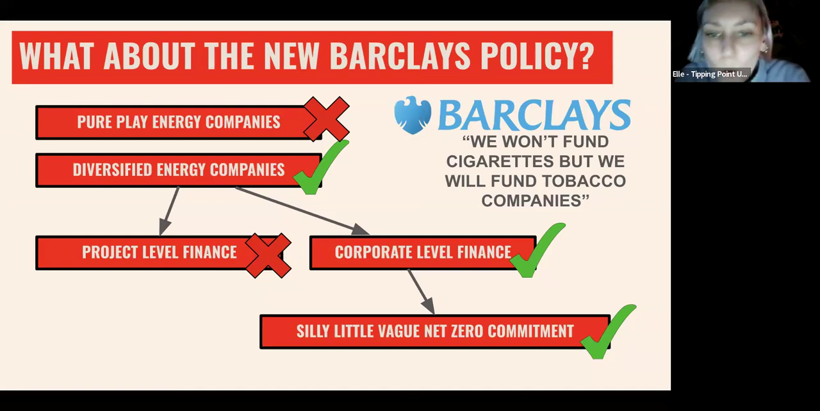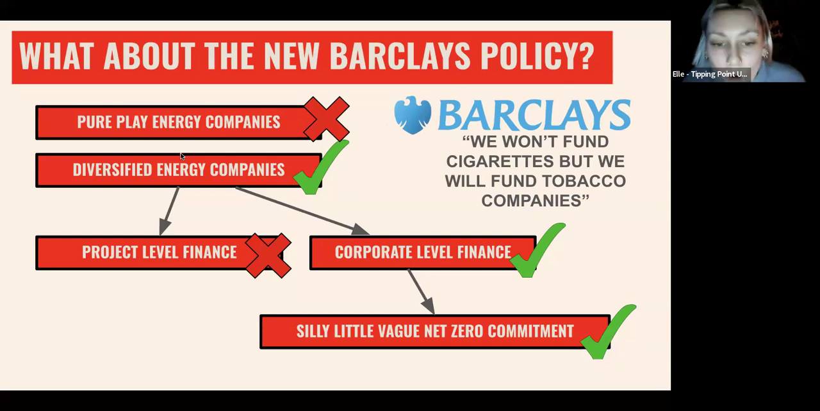I'll start with the one win, the one good thing that has come out of the new Barclays oil and gas policy. They have agreed to rule out financing what is called pure play energy companies. So a pure play energy company is an energy company who only build fossil fuel infrastructure. They've got no interest in renewables or diversified energy. They only build fossil fuels. So Barclays will continue to finance what's called diversified energy companies. So in contrast to pure play energy companies, diversified energy companies are ones that build a mix of renewable and fossil fuel infrastructure. They are still pouring carbon into the atmosphere, make no mistake about that, but they do build a little bit of renewables on the side.